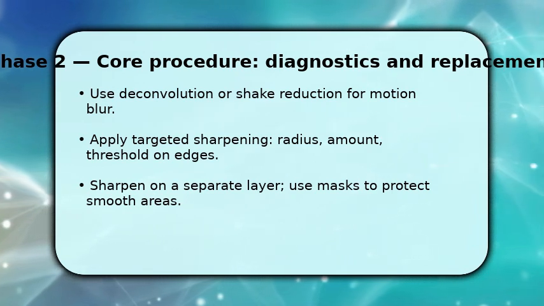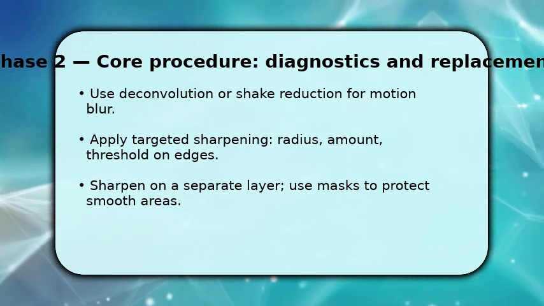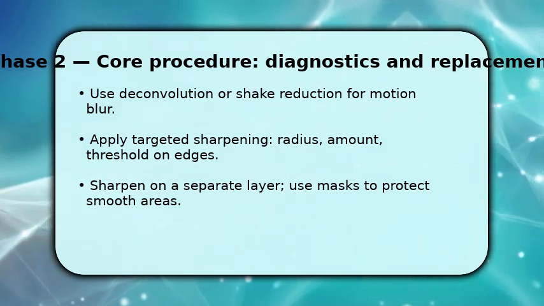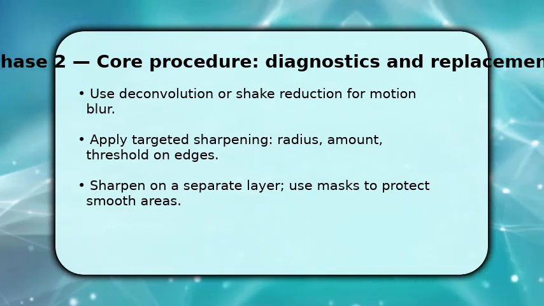Adjust radius and amount conservatively and raise threshold to avoid amplifying noise. Use a separate sharpen layer and paint a mask to confine effects to edges and textures. That way, skin and skies stay natural.